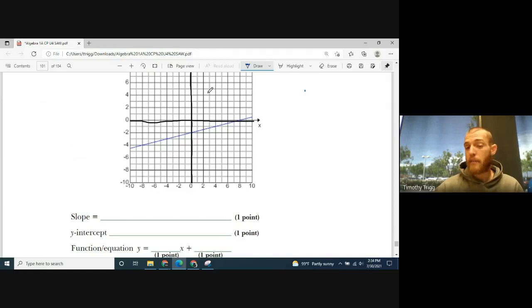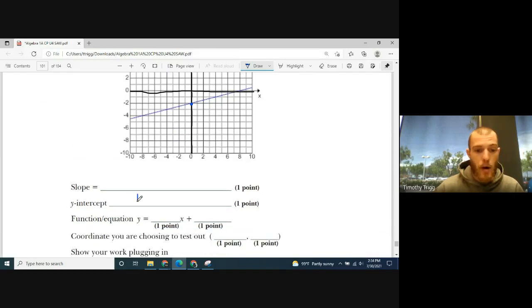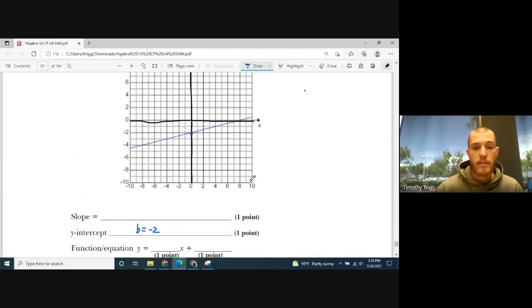When I have a graph, I like to find the y-intercept first. The y-intercept is wherever it crosses the y-axis. So that's right here. My y-intercept in this case is -2. That's simple enough. Now to find the slope, again, it's the rise over run.